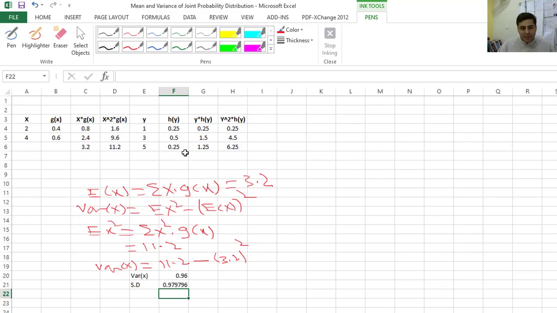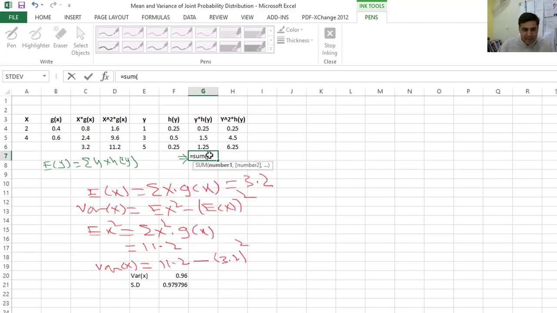Similarly, we need to calculate Ey, which will be equal to summation y into hy. So we need to calculate this value. How will we calculate it? It is equal to sum. When you sum it, you will get the sum of this whole column.